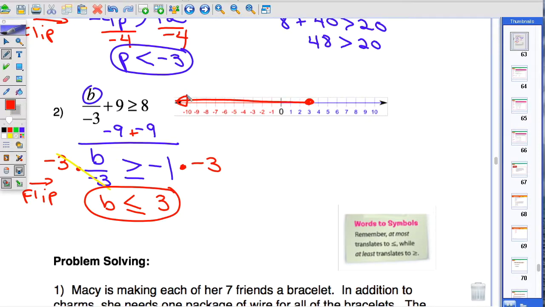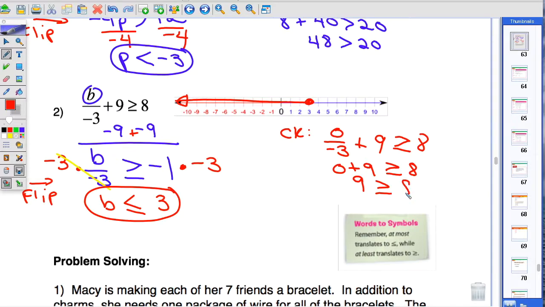To check, we can use any number that's been graphed. Since 0 has been graphed, we'll use that. So it is 0 divided by negative 3 plus 9 greater than or equal to 8. 0 divided by negative 3 is 0. Bring everything down. 0 plus 9 is 9, and 9 is greater than 8. So this is a true solution.